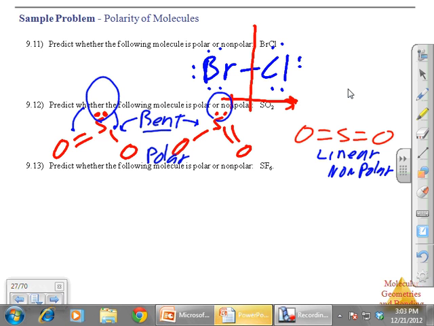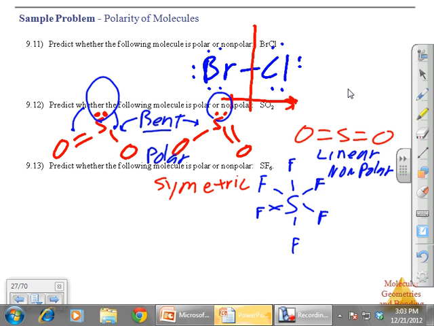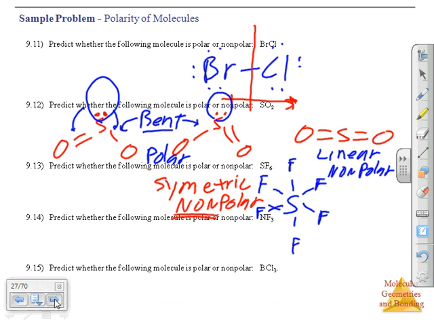Oh, this one, SF6. If we look at the structure for this, it's going to have the expanded octet with these fluorine molecules all around, and it will be symmetric. Since it is symmetric, it will be non-polar. So if you have something symmetric, it's going to be non-polar. Look at a couple more.